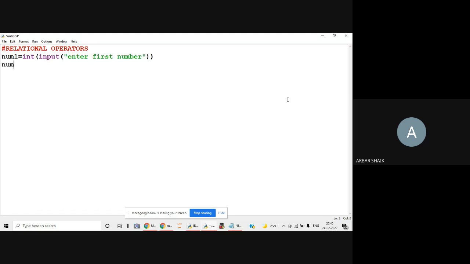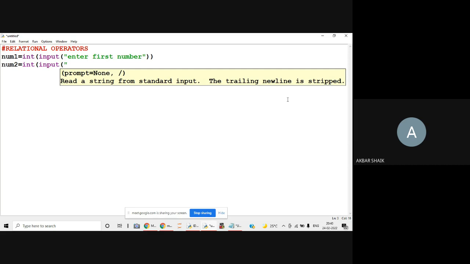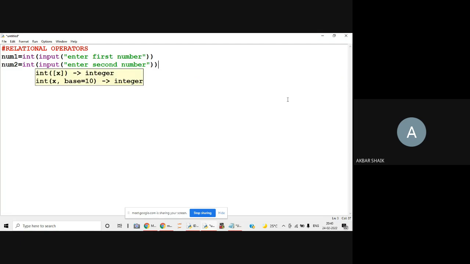Next, number2 is equal to int of input of "Enter second number." Input of second number. Okay.